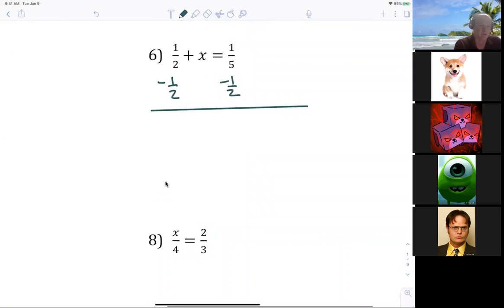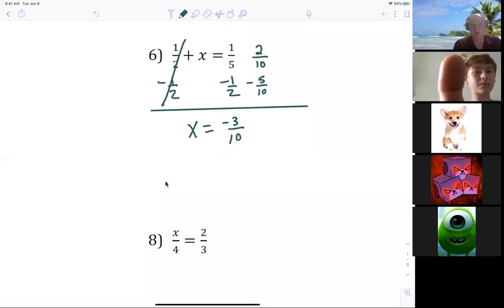All right, now it's just reviewing how do I do fractions. So we've got to get a common denominator. 1/5 is the same as 2/10 minus 5/10. So negative 3/10. Now's the time where you really got to speak up if you're not sure about something.